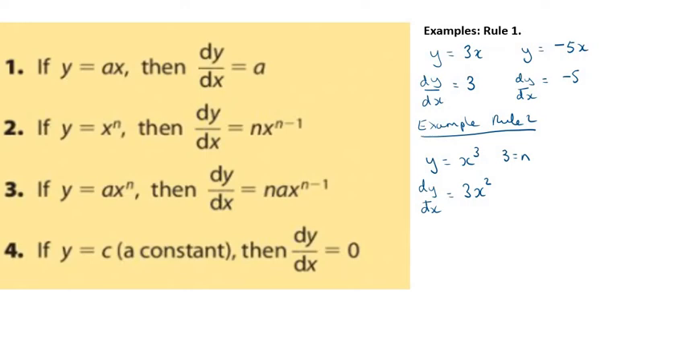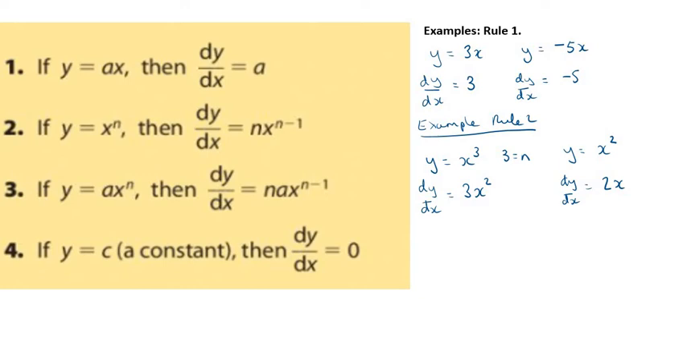So another example of this would be y is equal to x to the power of 2, x squared. Dy over dx is equal to 2 times x to the power of 2 minus 1, which is x to the power of 1. We don't write x to the power of 1, we just write x on its own.